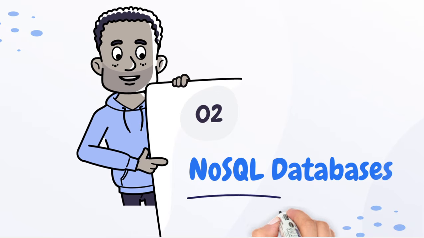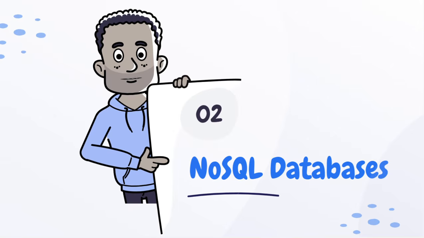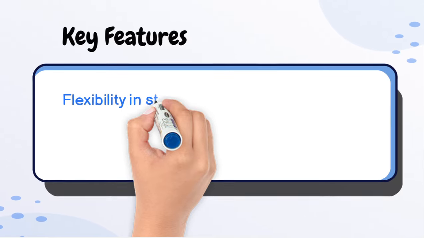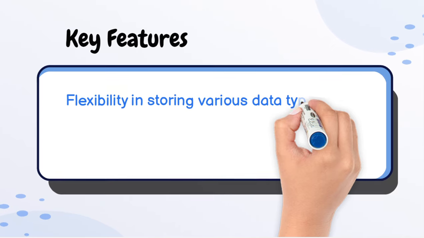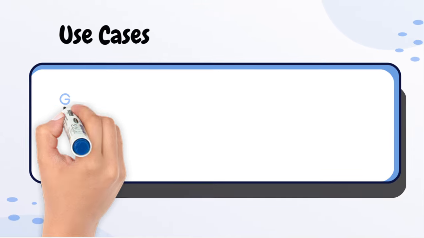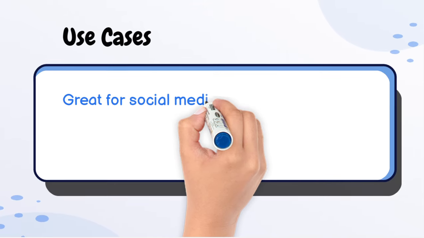NoSQL databases cater to unstructured data needs. Key features: flexibility in storing various data types. Use cases: great for social media platforms.